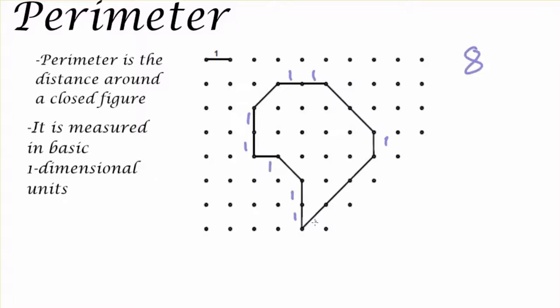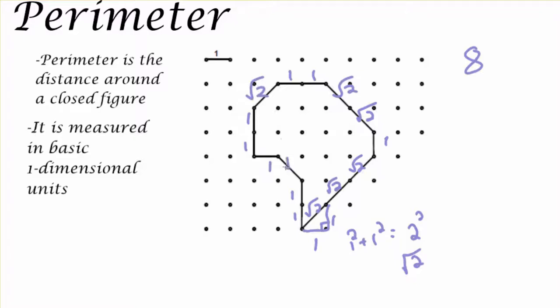However, all the diagonal parts will not be 1 and can be found by doing a simple Pythagorean theorem problem. So 1 squared plus 1 squared is going to give me 2, but if I take the square root of 2, I get a decimal, so I can essentially leave it as the square root of 2. So every diagonal portion of this figure will be represented by the square root of 2.